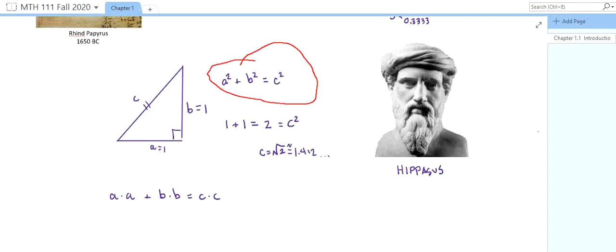Well, Hippasus is credited with recognizing that if the two sides are the same length, for example, then you end up with c times c equals 2. And if c times c equals 2, when you take the square root of that, you end up with a number that goes on forever. Which means this side has a length that goes on forever. That just completely shattered the world of the Pythagoreans.